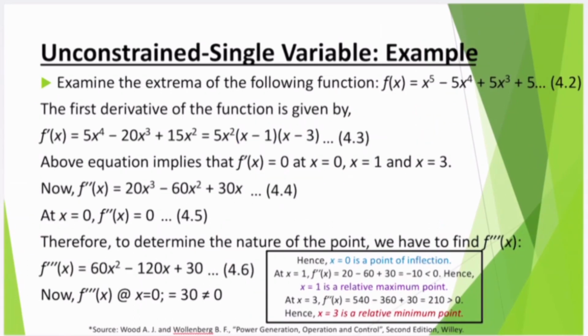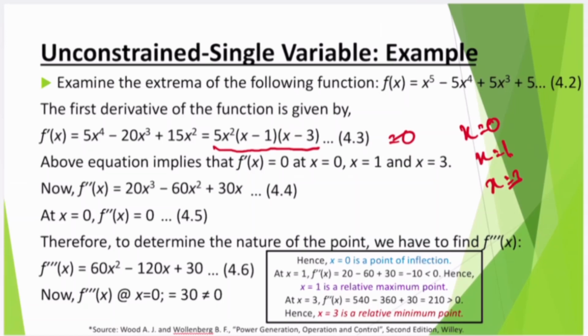Next slide. Let us consider one simple example, equation 4.2. f of x is x to the power 5 minus 5x to the power 4 plus 5x cubed plus 5, and optimize it. So this is a kind of assignment you can take up. What you have to do, first you differentiate simply, and equation 4.3, as you could see, gives 5x squared into x minus 1 into x minus 3. If I make this equal to 0, what will happen? I'll get three values: x equal to 0, x equal to 1, and x equal to 3.